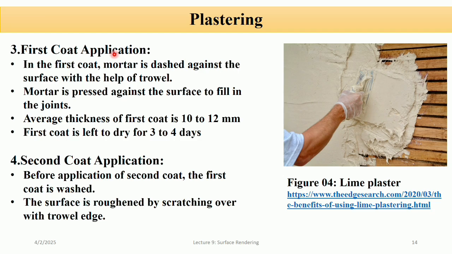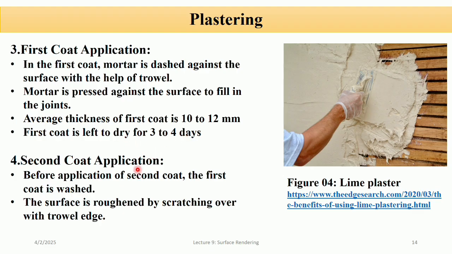First coat application. It is applied by dashing the lime plaster with the help of a trowel against the wall surface between the screeds. Then plaster is pressed against the surface to fill the joints, and the function of this coat is to fill all the irregularities of the surface. The average thickness of the first coat is 10 to 12 millimeters, and then we leave the first coat to dry for 3 to 4 days before applying the second coat.